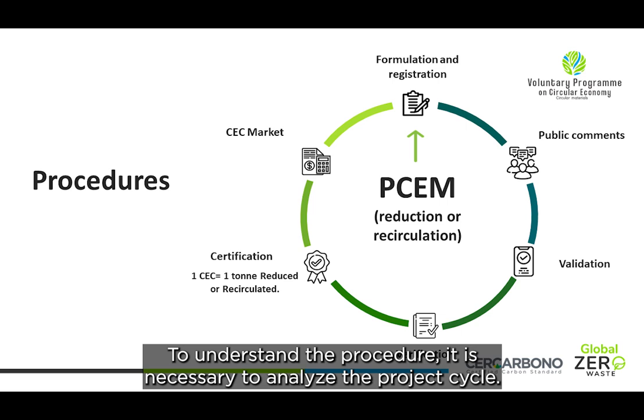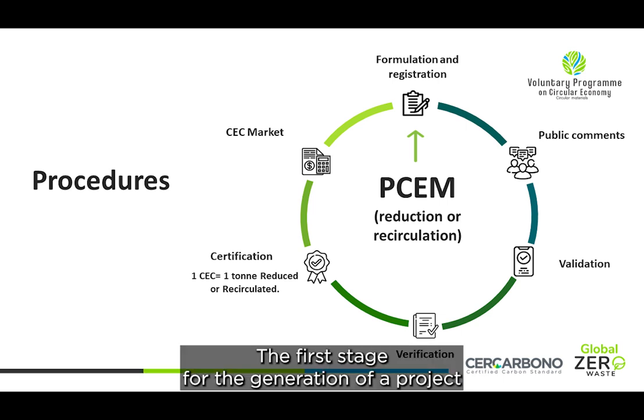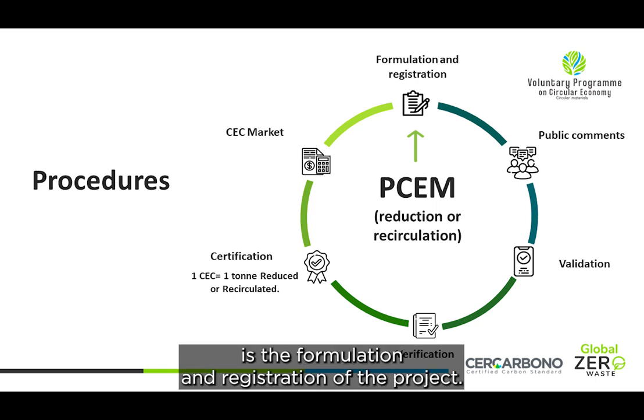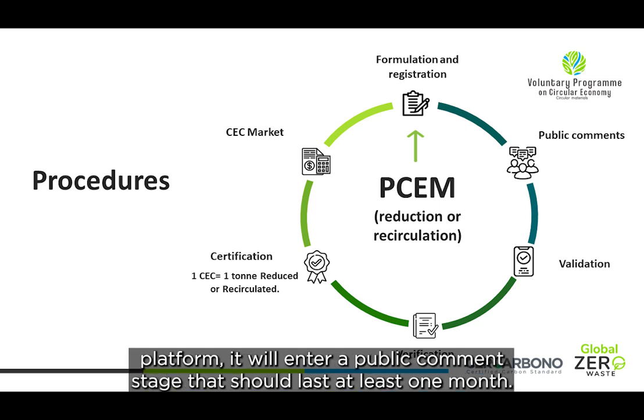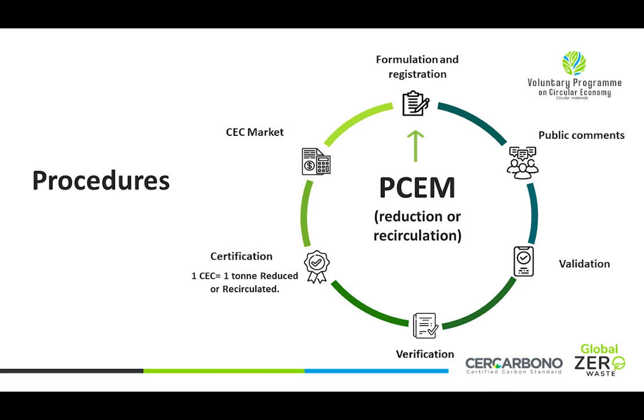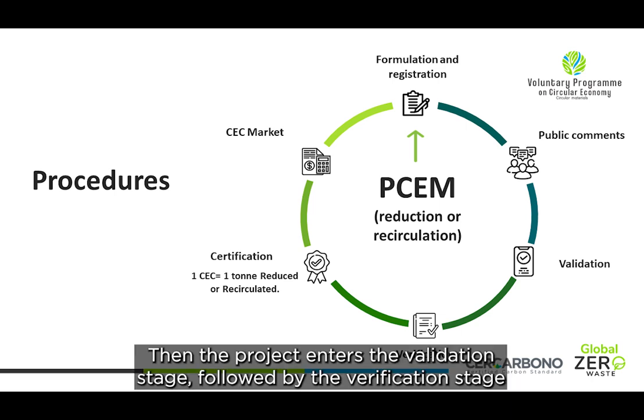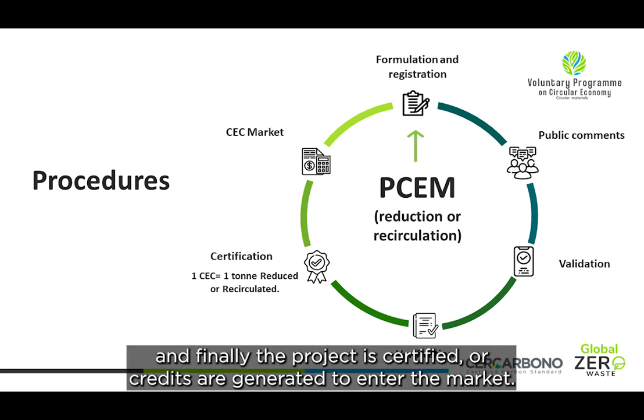To understand the procedure, it is necessary to analyze the project cycle. The first stage for the generation of a project is the formulation and registration of the project. After the project has been formulated and registered on the EcoRegistry platform, it will enter a public comment stage that should last at least 1 month. Then the project enters the validation stage, followed by the verification stage, and finally the project is certified, or credits are generated to enter the market.